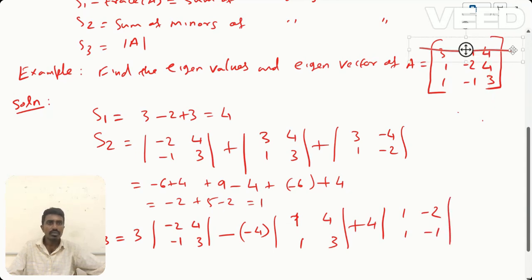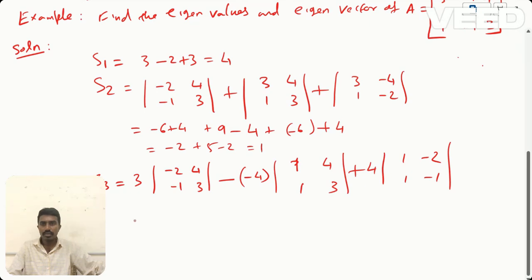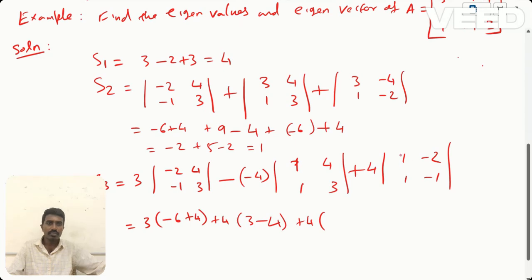Now simplify this. Then you get 3 times minus 6 plus 4, then minus of minus plus 4, 3 minus 4 plus 4 into minus 1 plus 2, then you get minus 6.